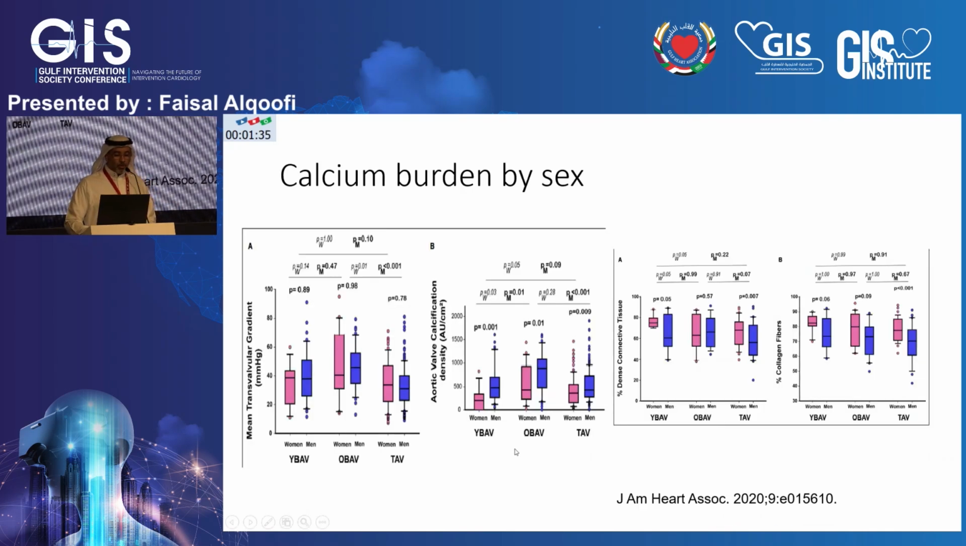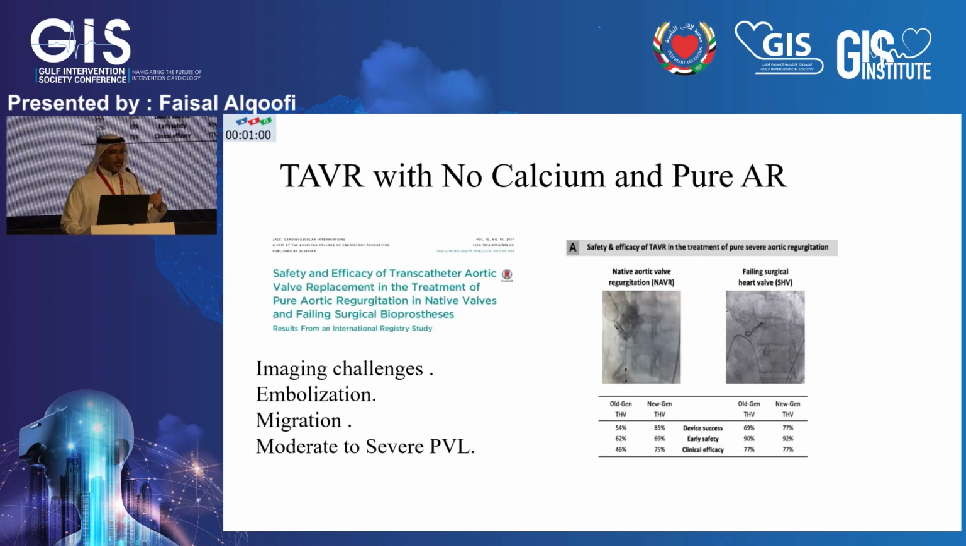And if you look within the same study at the difference in the mean gradient, there was no statistical difference between men and women. But when you look at the aortic valve calcification density, there's a difference favoring men over women, meaning less calcium in women. But if you look here, how much connective tissue and how much collagen matrix, definitely women have more fibrosis than calcification, and those are the cases where we are probably doing TAVI in low calcium. So they do exist. Now let's switch gears and see where we are asked to do TAVI with no calcification.